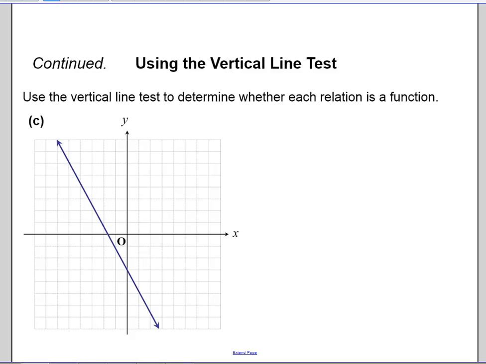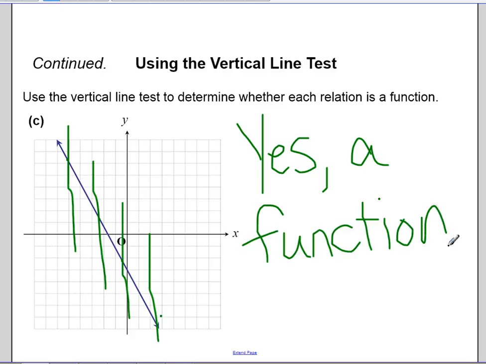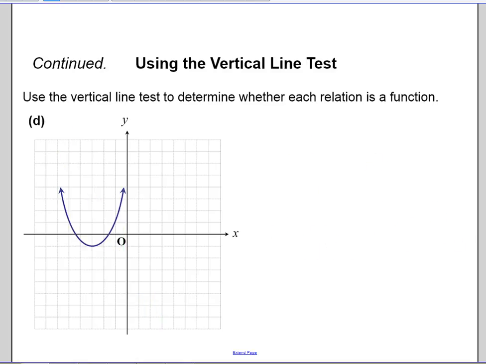Okay, for this one, we want to determine if this relation is a function by using the vertical line test. If we graph a vertical line, no matter where we graph that vertical line, the graph would only intersect at exactly one point. So we can say, yes, this graph is a function because it passes the vertical line test.